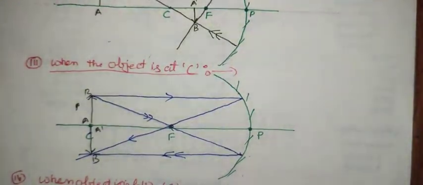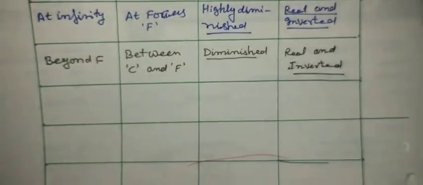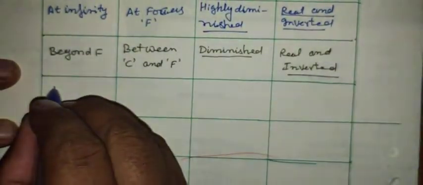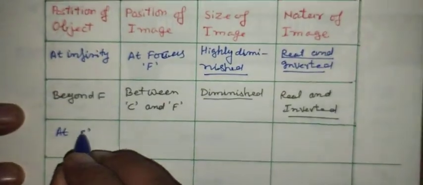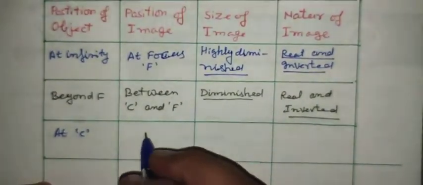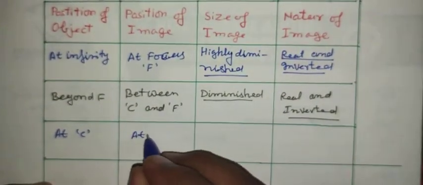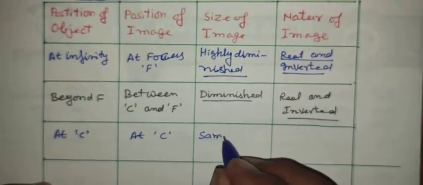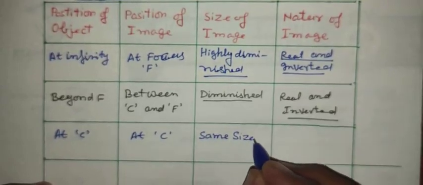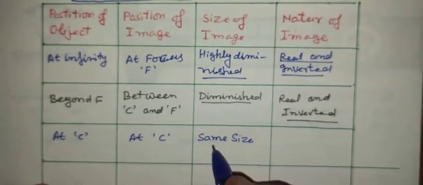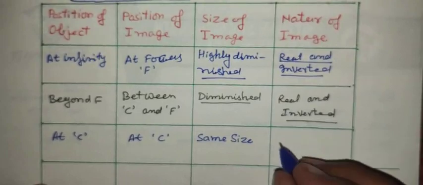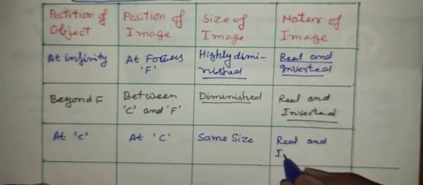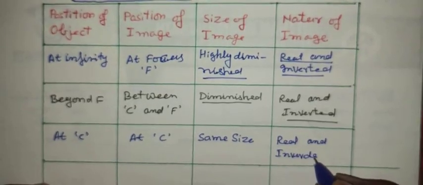So if we see in the table, position of object at center of curvature C, image is obtained at center of curvature C, same size, that is neither diminished nor magnified, real and inverted.